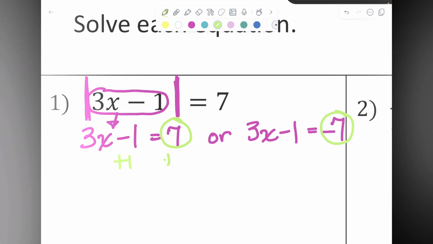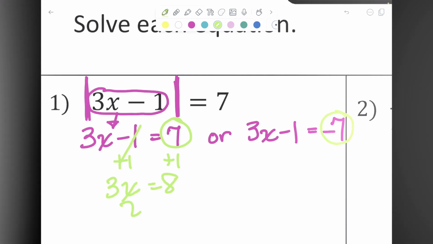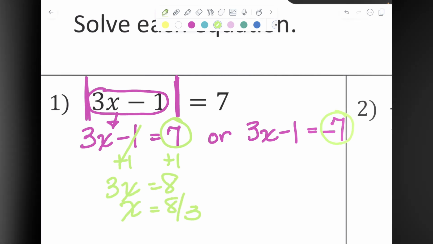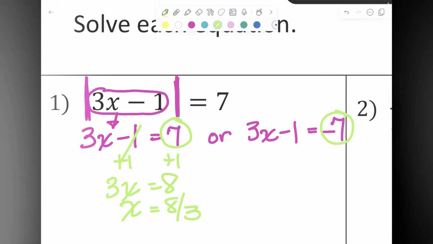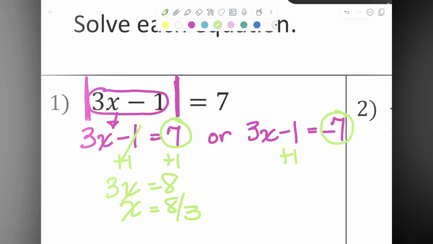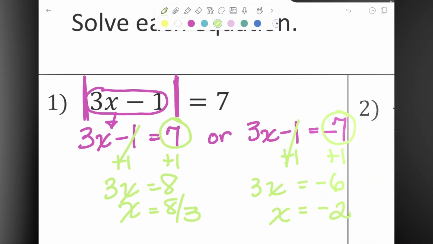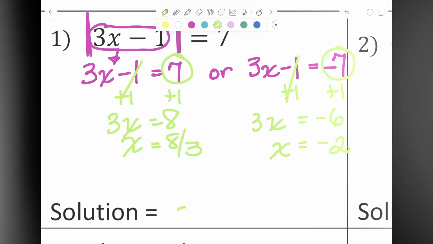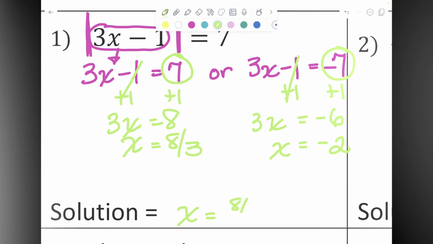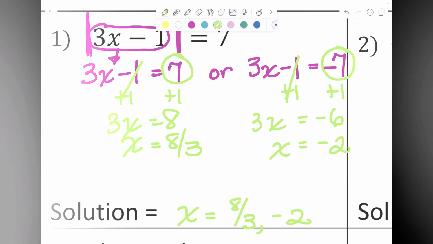So I'm going to add 1 to both sides on this left side. Alright, so this one is going to be x is 8/3. Let's look at the other one. We're going to add 1 to both sides. 3x is equal to negative 6. So therefore, this one turns out to be negative 2. It's okay for your final answer to have a negative in it. So you can write down in your final solution that x is equal to 8/3 or negative 2. Either or.